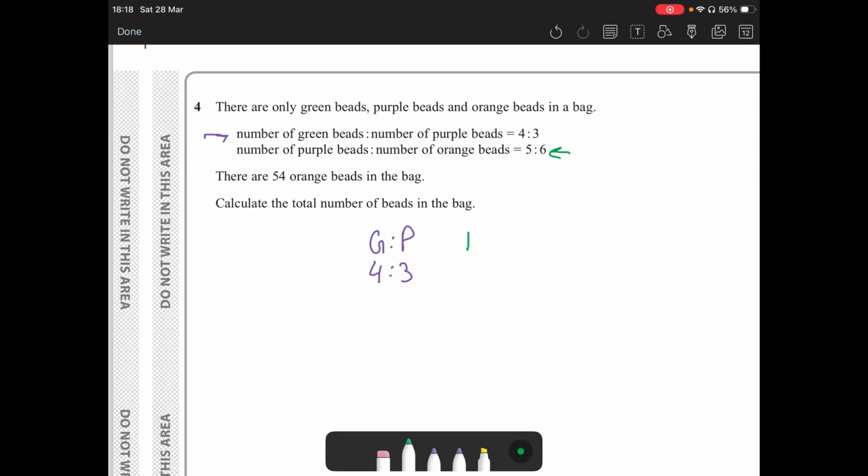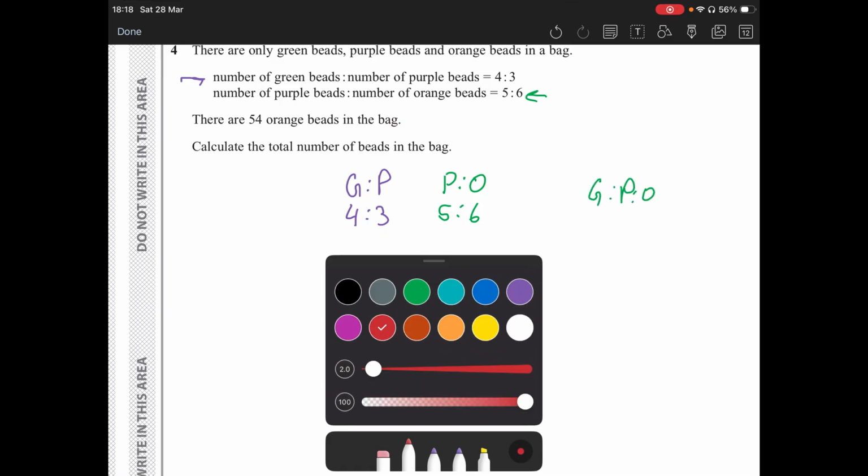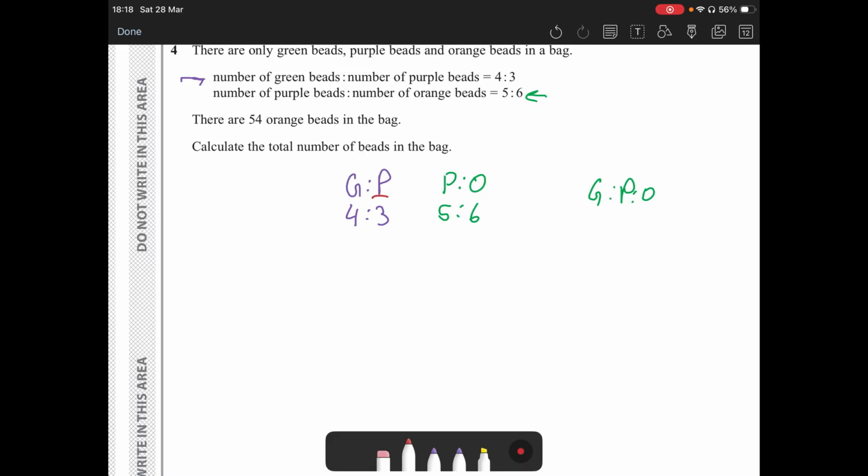But it tells me purple to orange beads is 5:6. So when we connect these ratios together, I want to write this as a single ratio. So I want to go green to purple to orange. The number that's going to connect them both is clearly the purple amount. And I need to think, what's the lowest common multiple of 3 and 5? Well, that's 15. 15 is in both of these times tables.